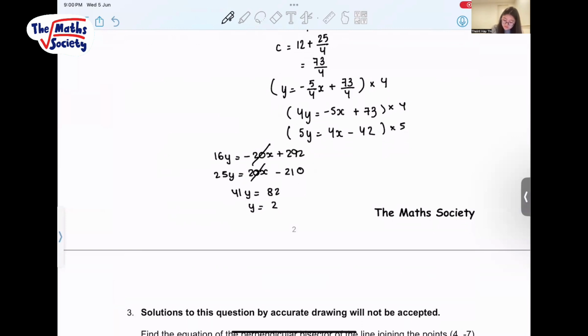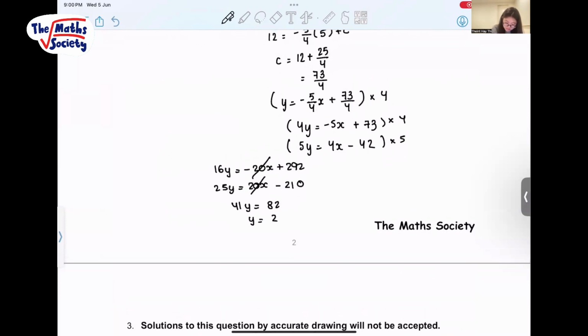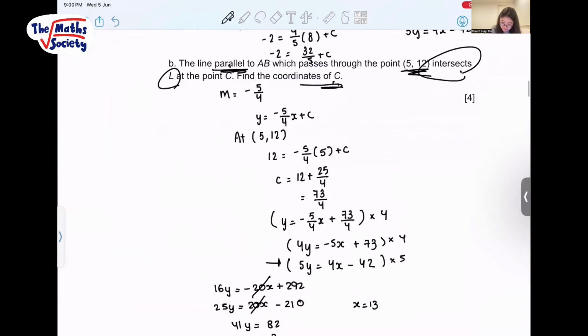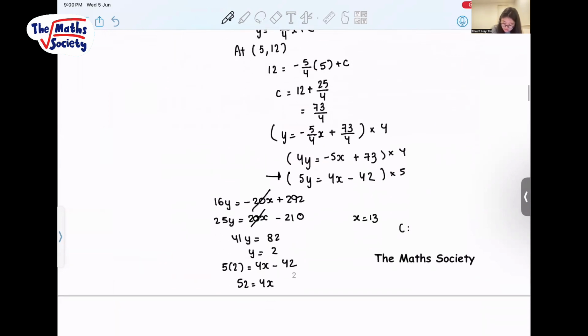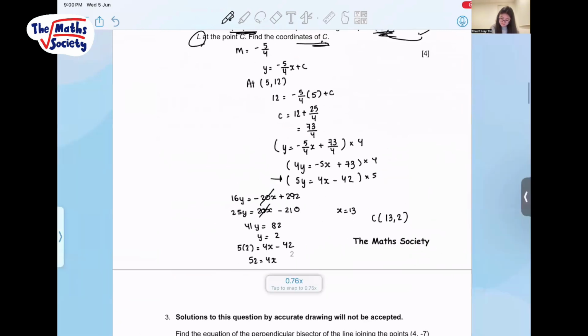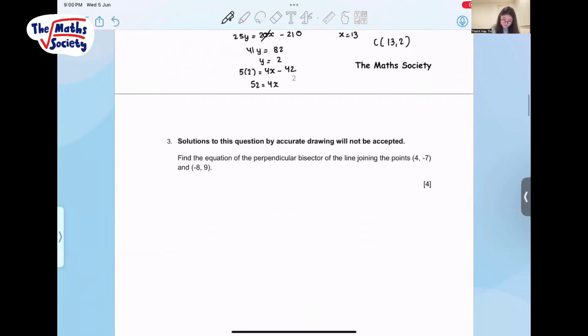And then we need to find x. So just take any equation from here. Like you can take this equation. So it's going to be 5y, which is 5 times 2, 10, equals 4x minus 42. So 10 plus 42, 52, is equal to 4x. X is going to be 13. So we know that the coordinate of C is 13, 2. Yes. And then we'll go on to question 3.